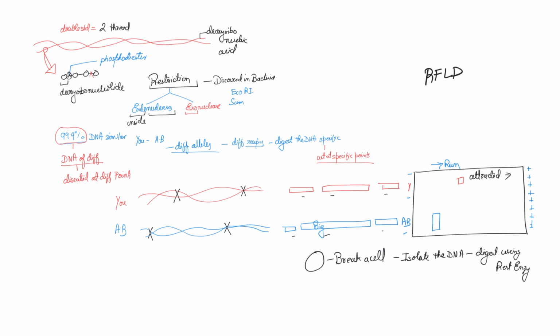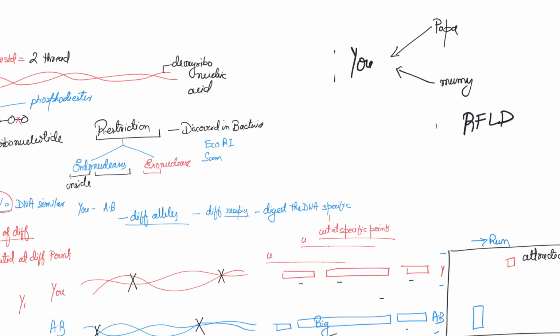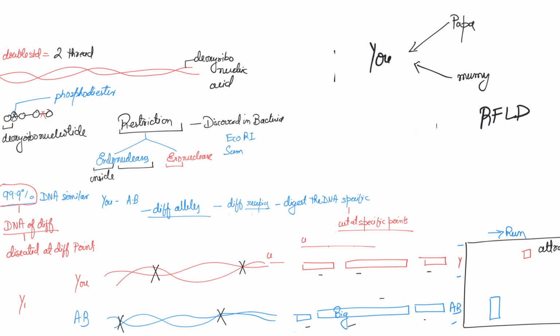Because you are made from the DNA of Papa and Mommy, your restriction fragments, the fragments of DNA pieces that your DNA will have, must come from Papa and Mommy. That means all the fragments that you have must be there in either Papa or Mommy, right?